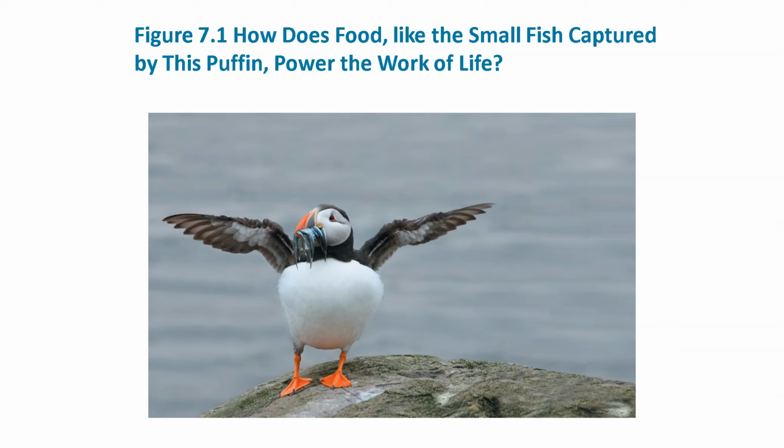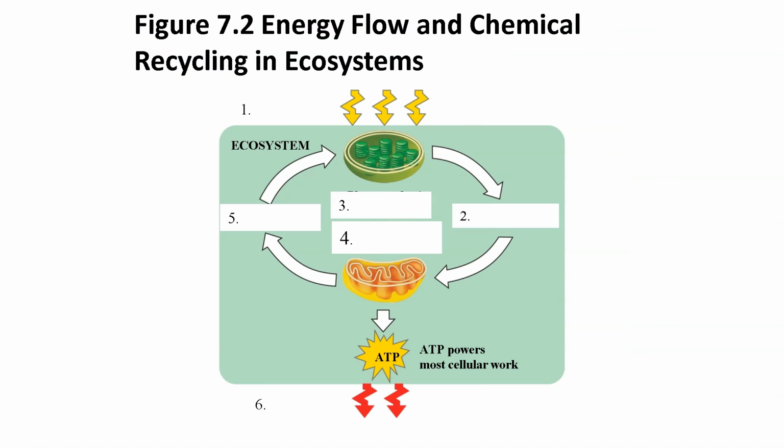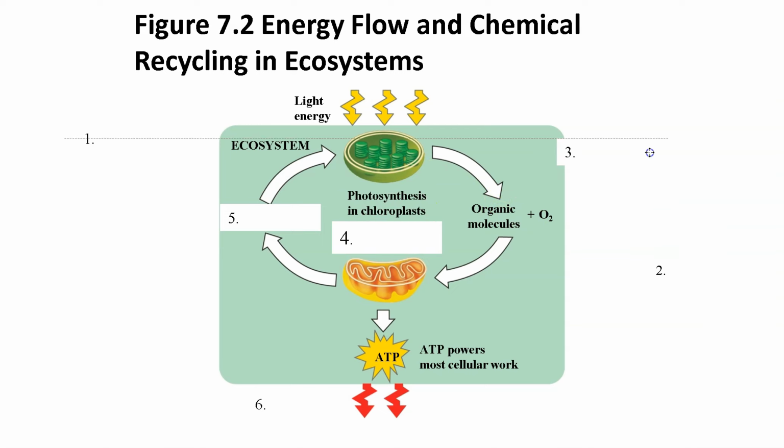But anyway, so yeah, an example question from another textbook I have: how does food, like the small fish, power the work of life? And so you can see right here, there's a picture in your notes. I want you to fill it out. So we start with light energy. Of course, this is photosynthesis. We're making organic molecules and O2. And that happens in photosynthesis, of course, in the chloroplast. Knowing the anatomy of the chloroplast would be good.